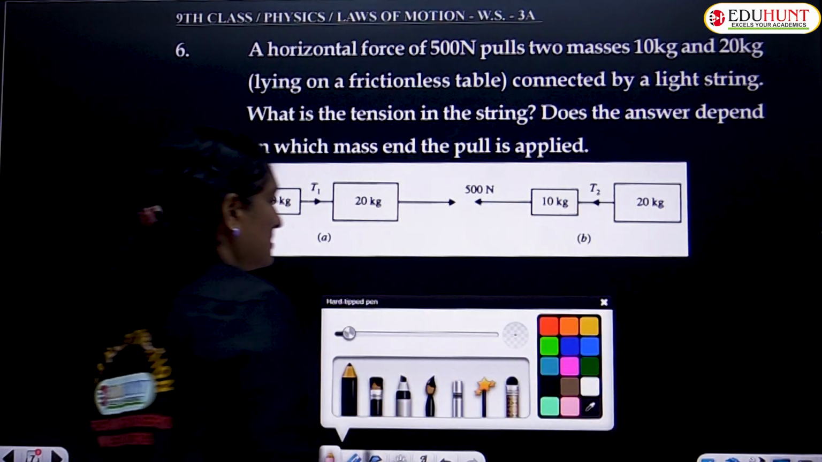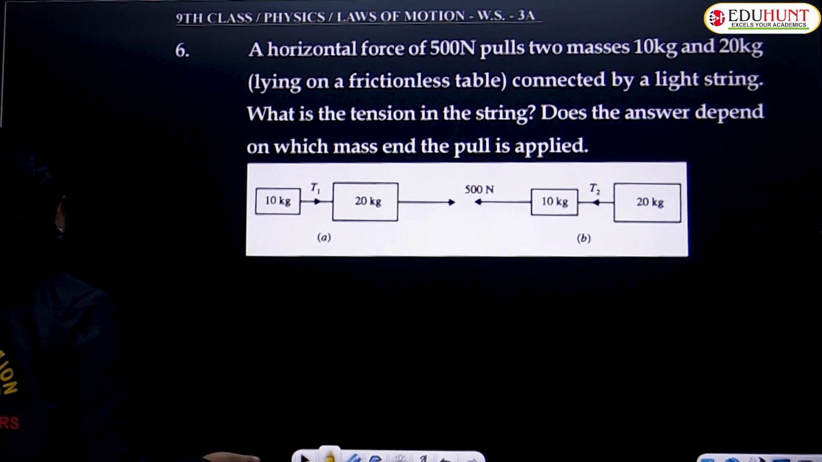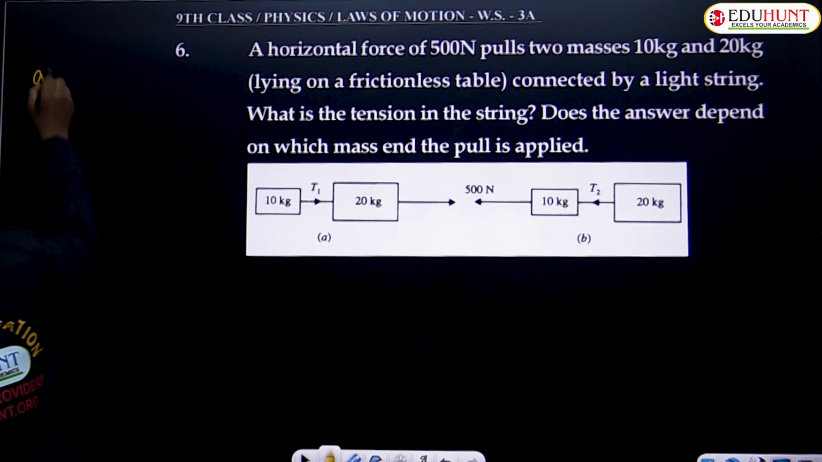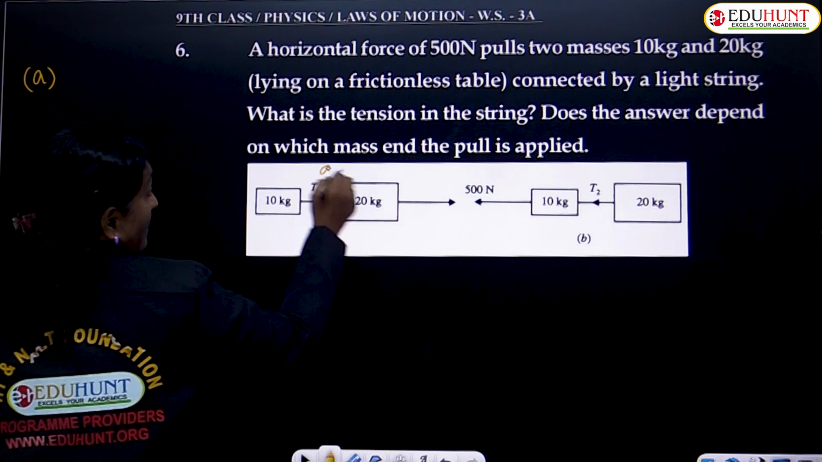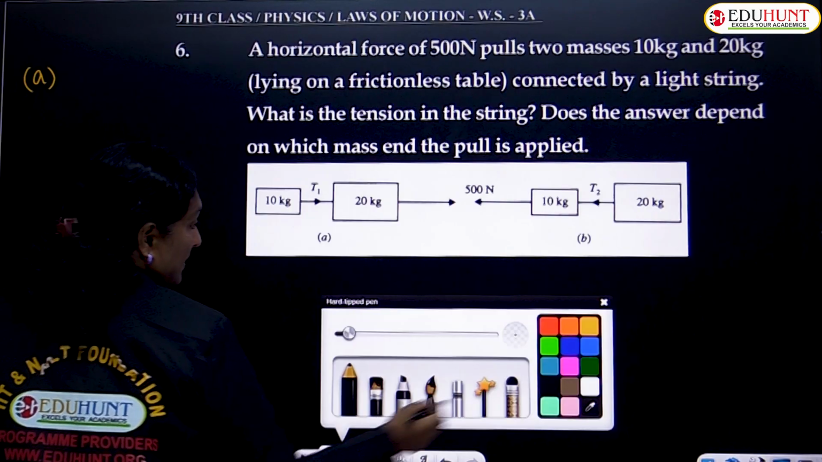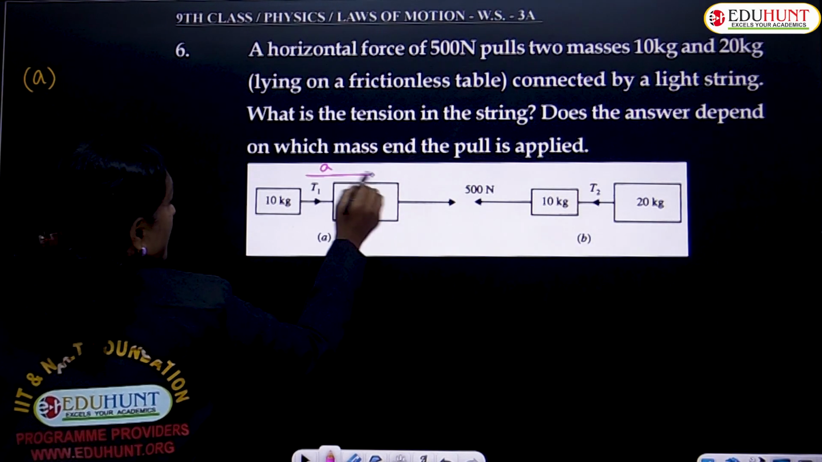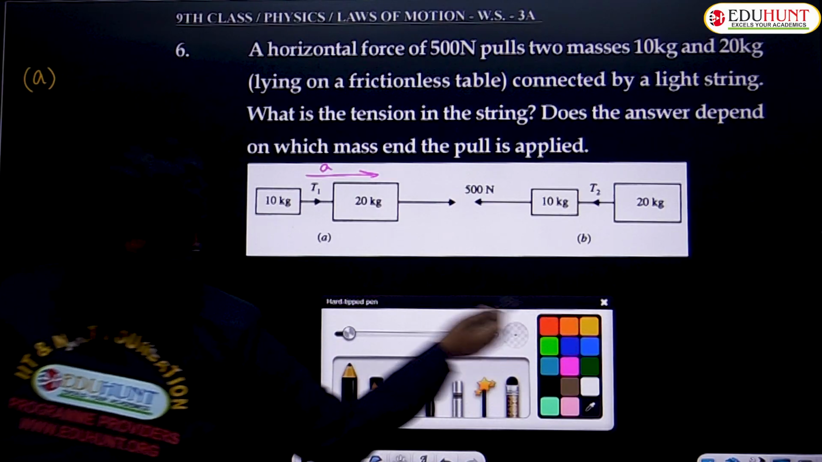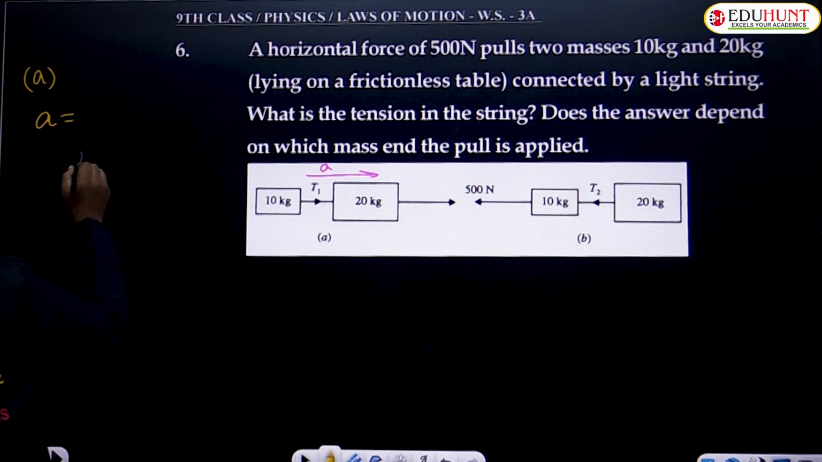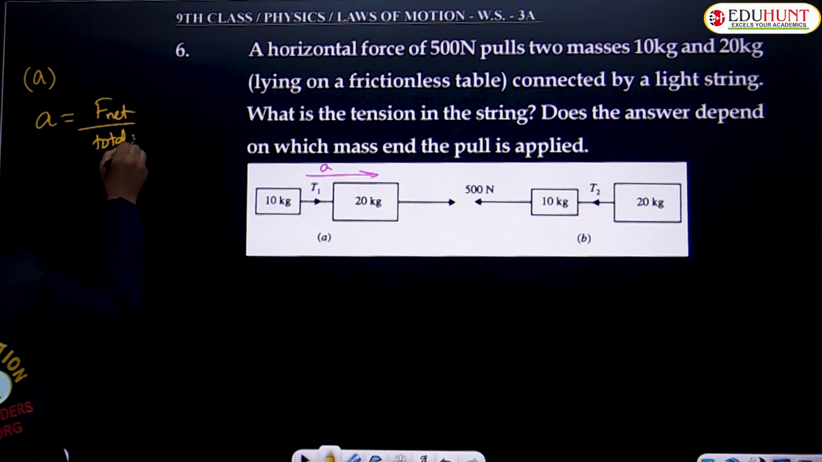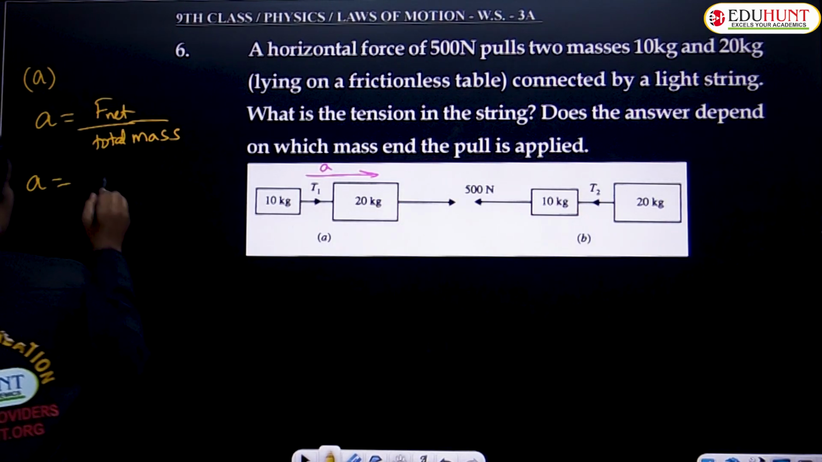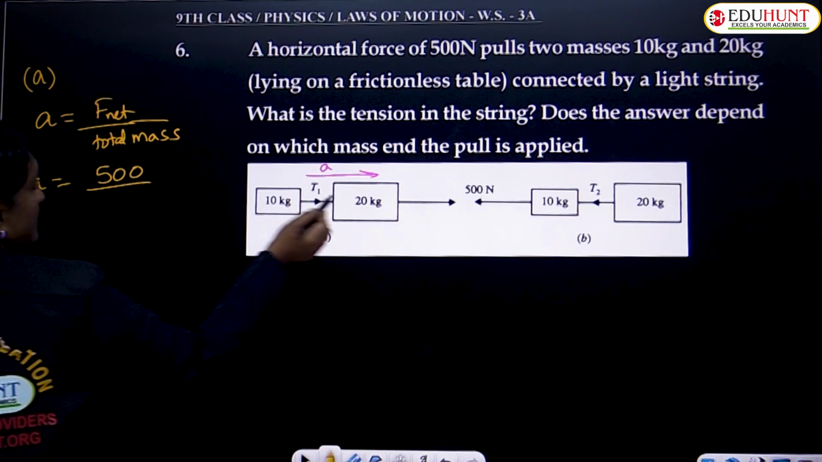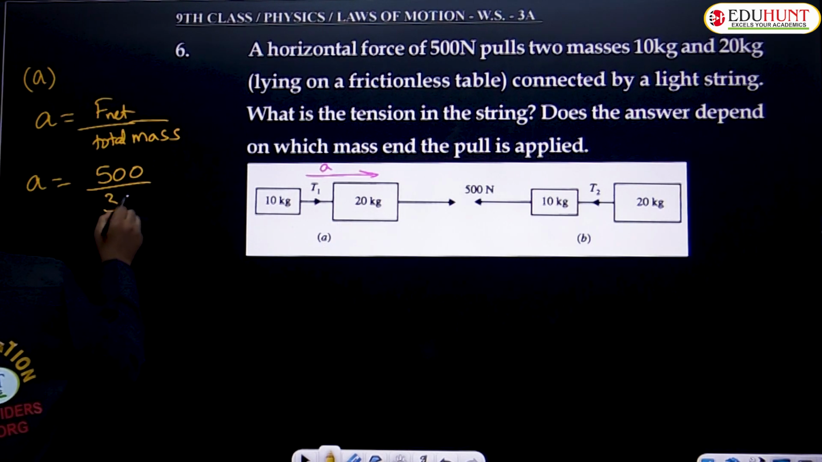Let us try solving the same, children. First of all, let us calculate for picture A, case 1. What is the acceleration of the system? As 500 Newton is pulling towards the right side, the acceleration of the system is net force upon total mass, which is your general formula. The total force applied here is 500 newtons, upon the total mass. These two masses, 10 plus 20, is 30 kg.